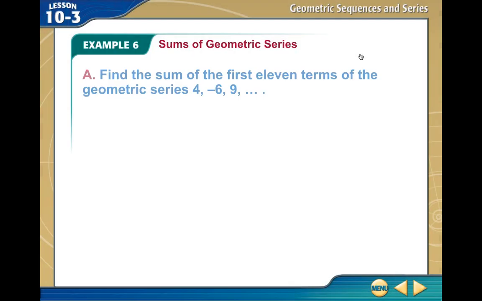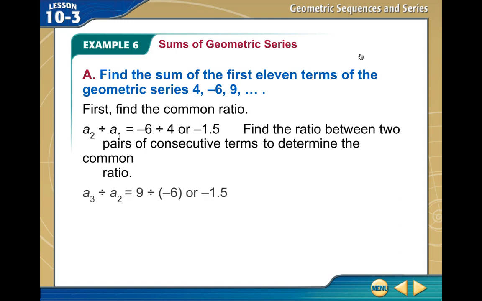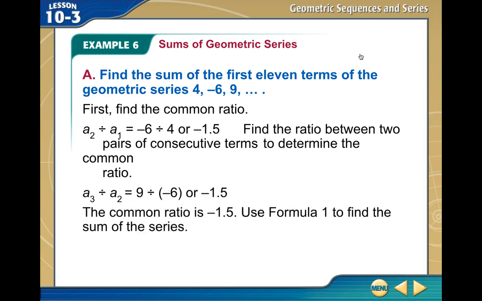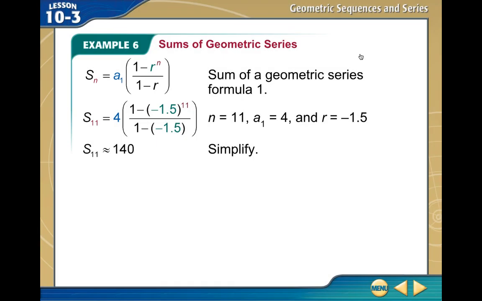So if I want to find the sum of the first 11 terms, 11 is going to be an n value, and then I need to find my ratio between these and plug it into the correct formula. From here, we find the common ratio, we divide the 2 terms, negative 1.5, and then I have n. I don't know the 11th term, but I know that n equals 11. So I'm going to plug that into my expression, along with the r value that I have, and then I just simplify and I get 140.